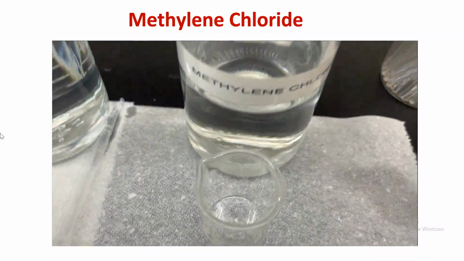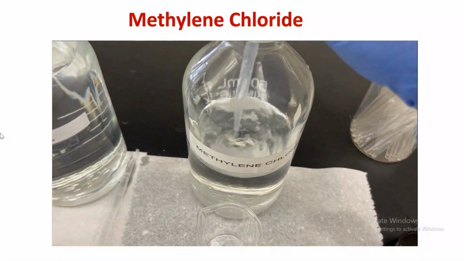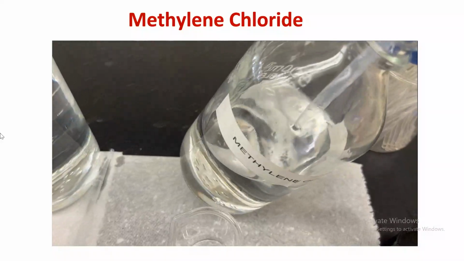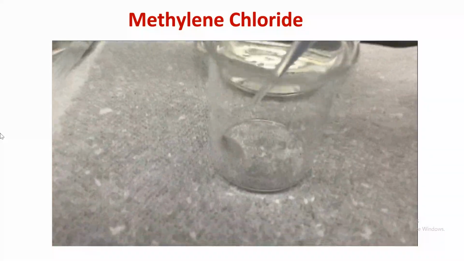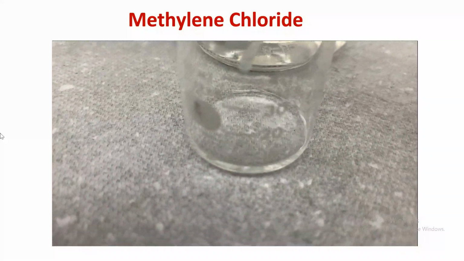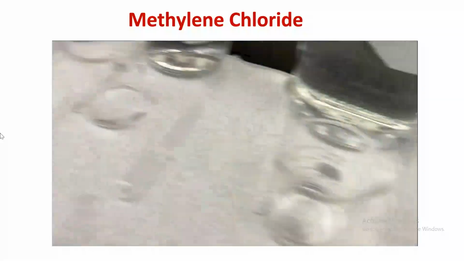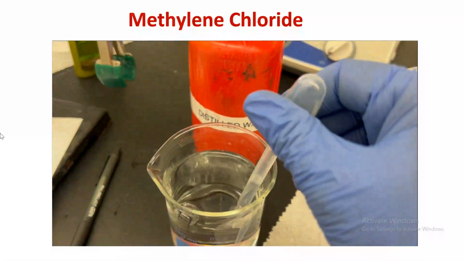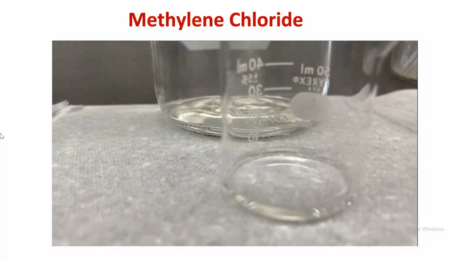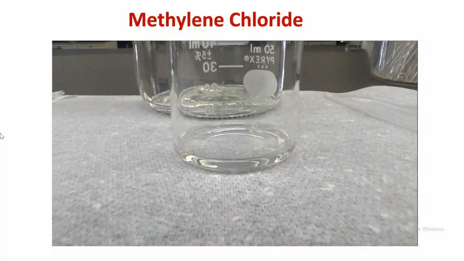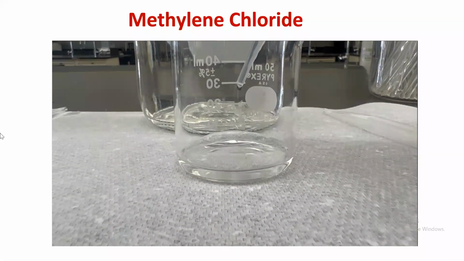So I want you to note the consistency of methylene chloride. We're using the transfer pipette, also known as the dropping pipette, dropping some methylene chloride in the beaker. It looks like water, it looks like it has the same consistency, but looks could be deceiving. Let's add some water and see how things behave.